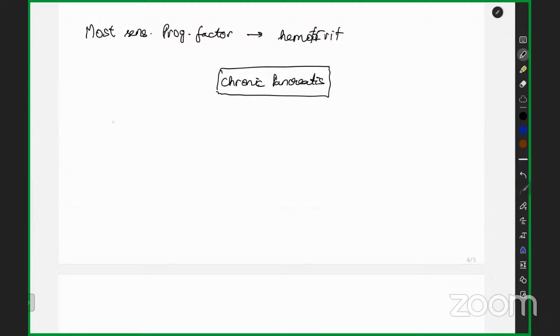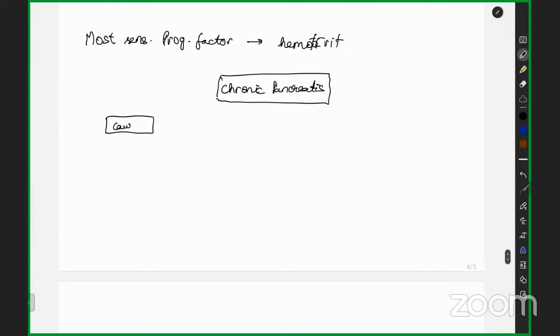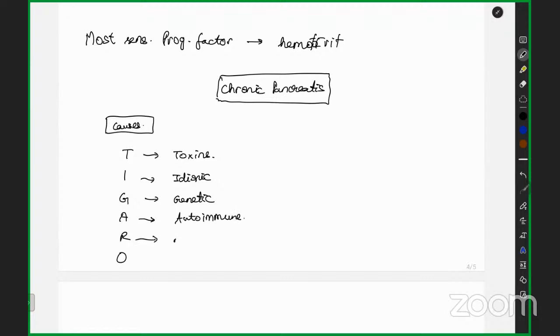What is chronic pancreatitis? What will be the causes of chronic pancreatitis? For the causes, you're going to just remember TIGAR-O. T stands for toxins, especially alcohol. I stands for idiopathic. G stands for genetic. A stands for autoimmune. R stands for recurrent, which means due to stones. And O stands for obstruction.